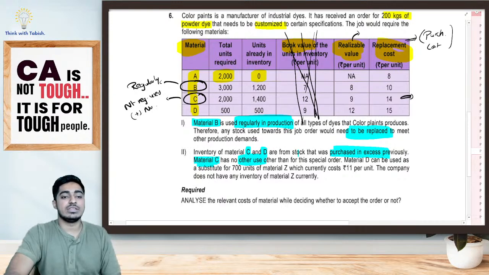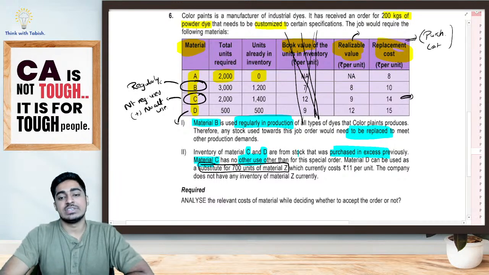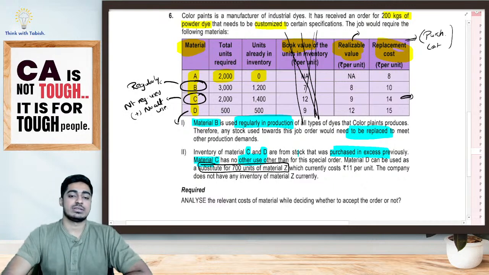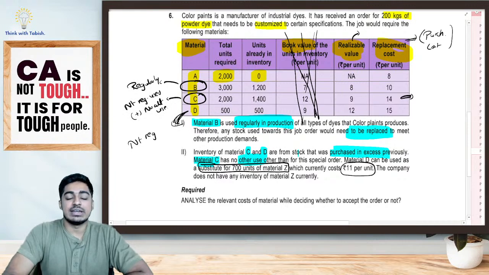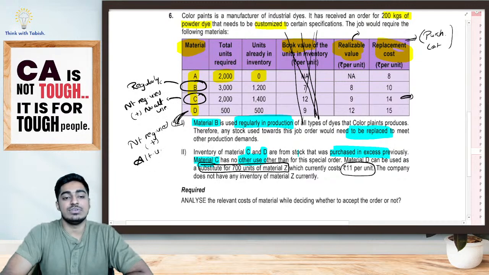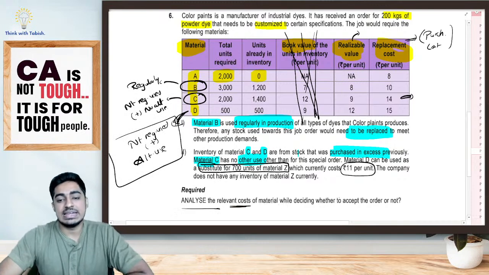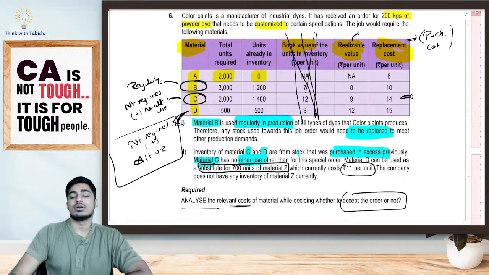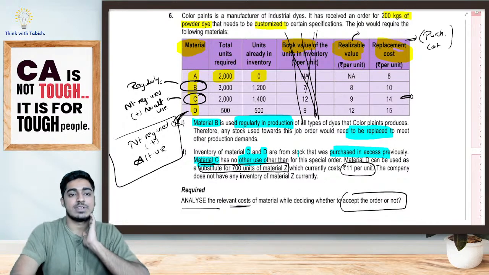plus no alternate use. And for raw material D, what is the question telling? It can be used as a substitute for 700 units of raw material Z, which currently costs 11 rupees per unit. Raw material D is also not regularly used. We have it in our inventory, but there is an alternative use for this. So what is required, students? Analyze the relevant cost of material while deciding whether to accept the order or not. We have 4 raw materials. We need to analyze the relevant cost. Let us start doing it one by one.